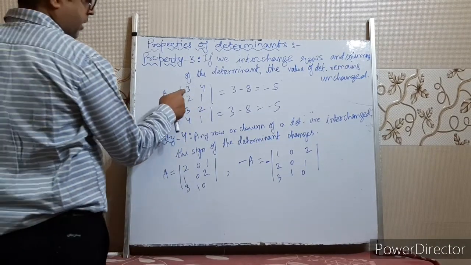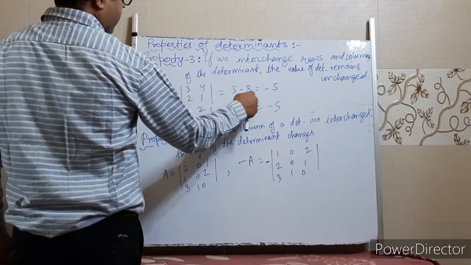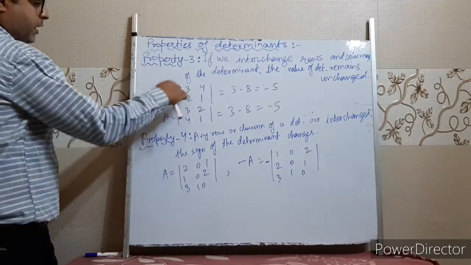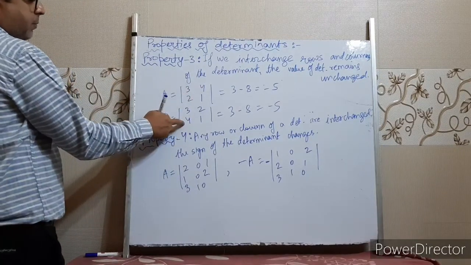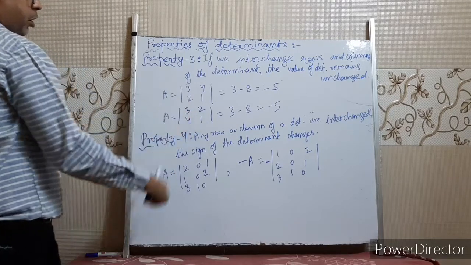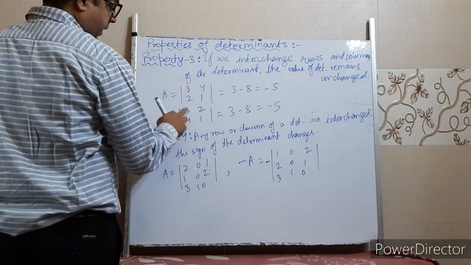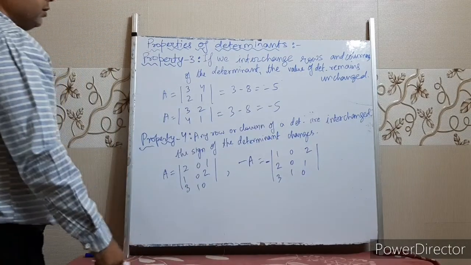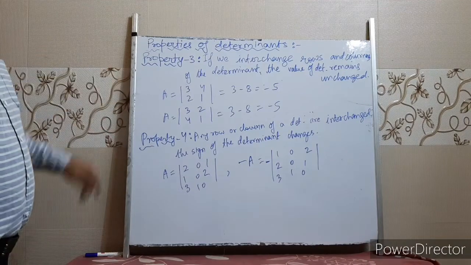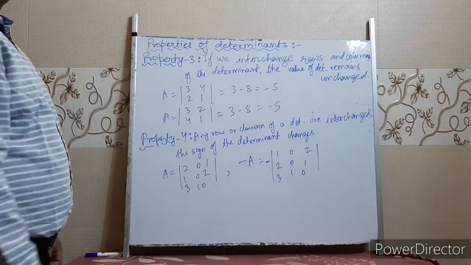When you expand this determinant, it will be 3 1s are 3 minus 2 4s are 8. So 3 minus 8 will be minus 5. Now interchange the rows and columns. You can see here the first row has become first column and the second row has become second column. Right, children? Now when we expand that determinant, what will we get? 3 1s are 3 minus 8. Again we'll get minus 5. So we can say that interchanging the rows and columns will not affect the value of the determinant.